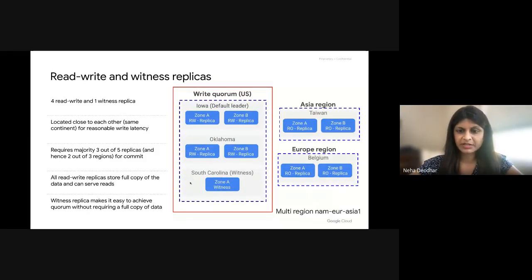Notice that the third region is what is known as a witness region. Now, the reason we have this witness replica is that it makes it very easy for Cloud Spanner to achieve a full quorum or a write quorum without requiring a full copy of your data. So the witness replica in South Carolina will store a full transaction log of the transactions that are happening in the system, but it won't store a full copy of your data. So you cannot use it to serve your reads. You can only use it to vote for your writes.